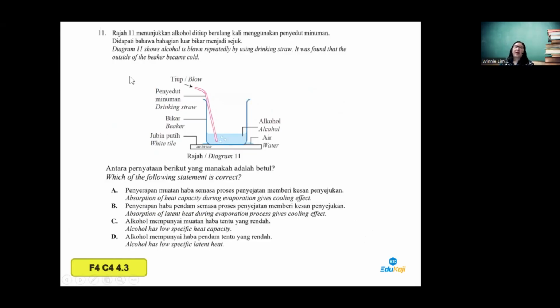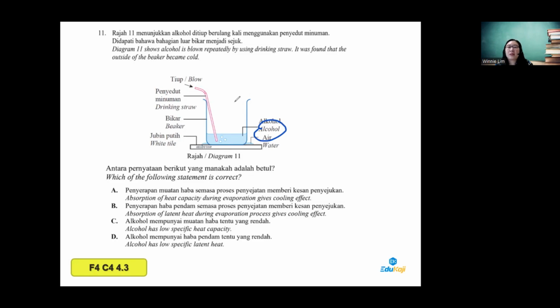Next, diagram 11 shows alcohol being blown repeatedly by using a drinking straw, and it is found that the outside of the beaker becomes cold. Which of the following statements is correct? Okay, first, as you all know, liquid alcohol has a low boiling point. So the action of blowing is to make the liquid even cooler.